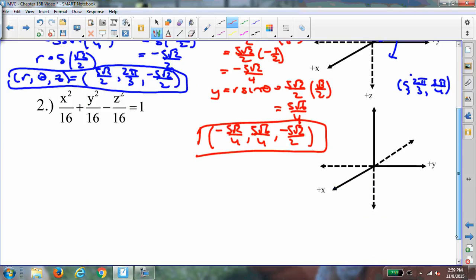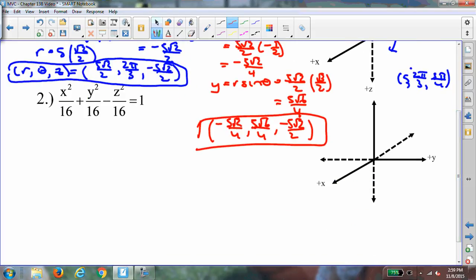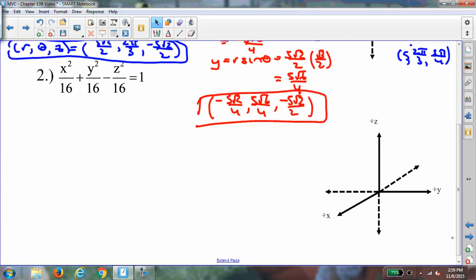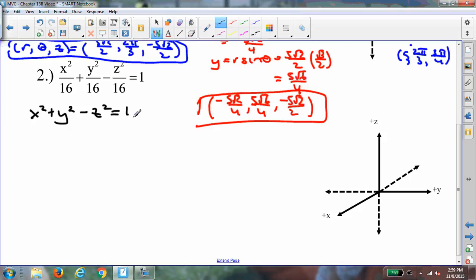Now, let's practice rewriting an equation in terms of spherical and rectangular and make sure that it makes sense. So I have an equation here. I'm going to go ahead and rewrite it in the form x squared plus y squared minus z squared equals 16, multiplying both sides by 16. And then if I convert to cylindrical, this would be the same as r squared minus z squared equals 16, or r squared over 16 minus z squared over 16 equals 1.